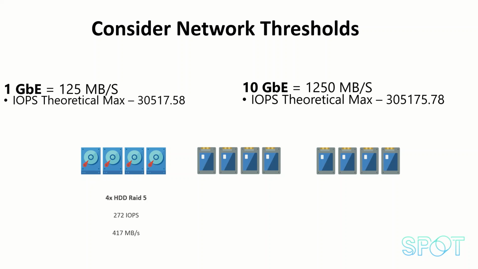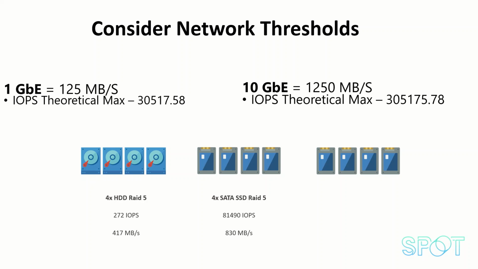So here we can see 4 regular hard disk drives, like Western Digital Reds, in a RAID 5, and you can see the IOPS is at 272. Now we can see that this exceeds the network threshold of 125 megabytes per second at 417 megabytes per second. So to overcome this, we don't need to upgrade to a 10 gig network, as we can use link aggregation or bonding to overcome this.